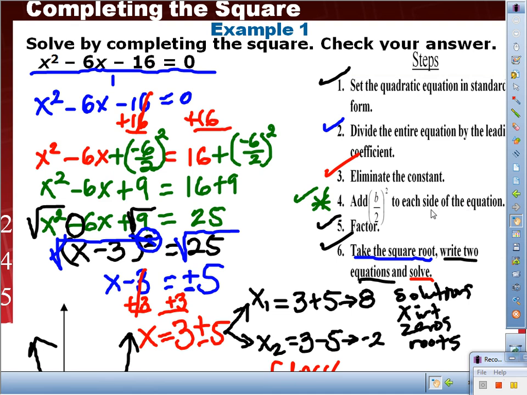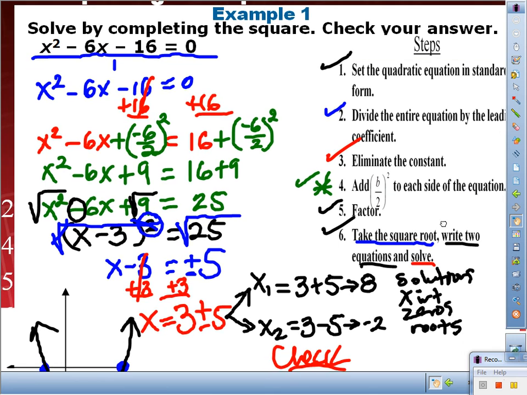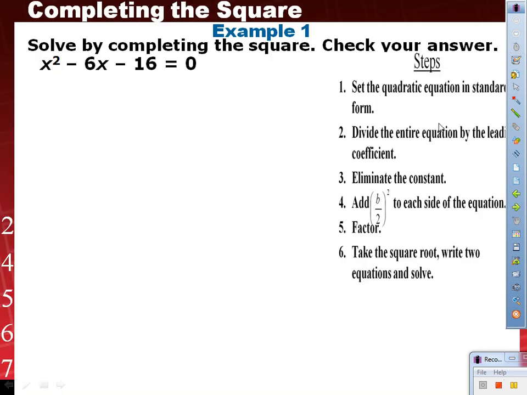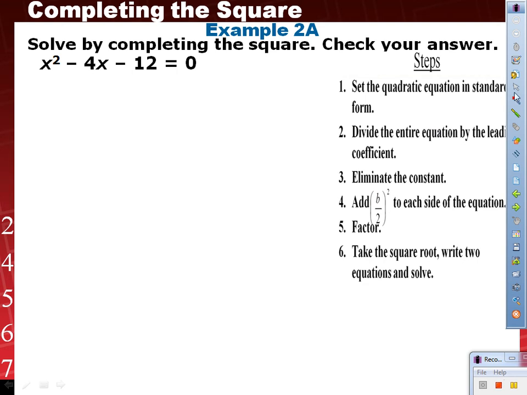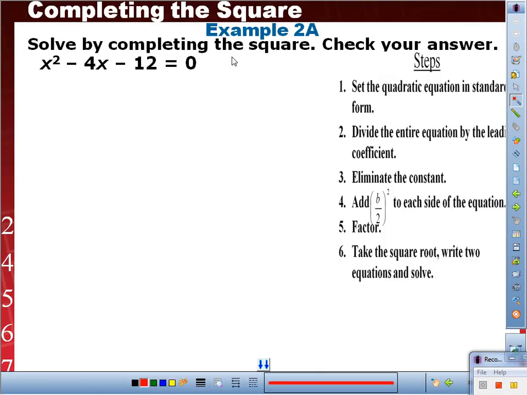We're ready for example 2? Alright, here we go. Example 2. For example 2, you don't have to copy the instructions. Just copy the equation. X squared minus 4x minus 12 equals 0. I'm going to leave the steps here on the side so that you can follow that process and see if you can do that by yourself. Okay? Copy that and go.